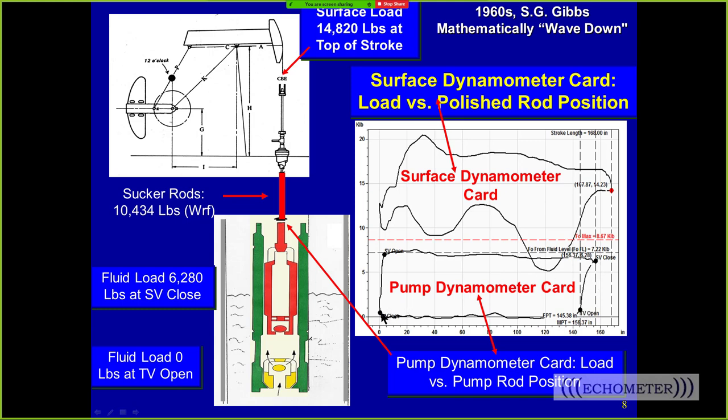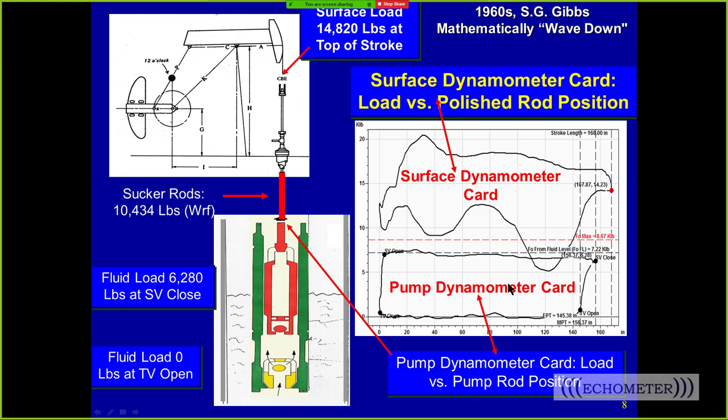So we start here, we expand the fluids, the standing valve opens, and we carry the fluids on the upstroke with the traveling valve closed and the standing valve open. We get to the top of the stroke, and the standing valve closes at that point. The pump becomes a compressor and compresses the fluid inside the pump chamber. We'll talk about that. Once the traveling valve opens, the plunger moves on the downstroke through the barrel with very little change in load acting across the plunger.